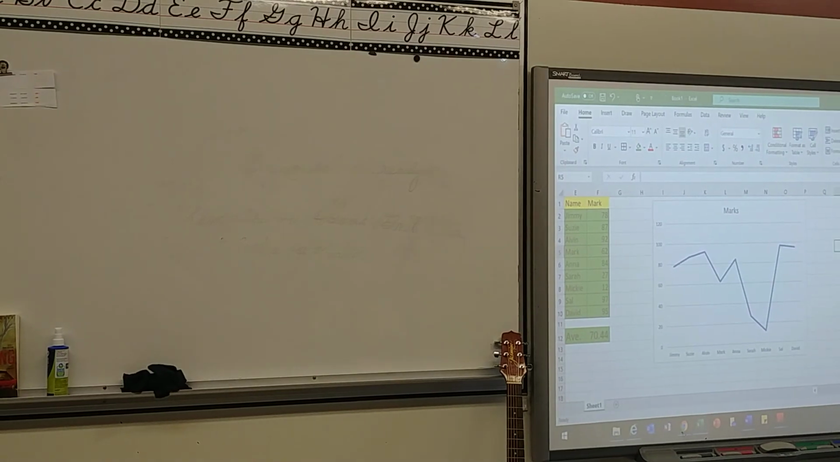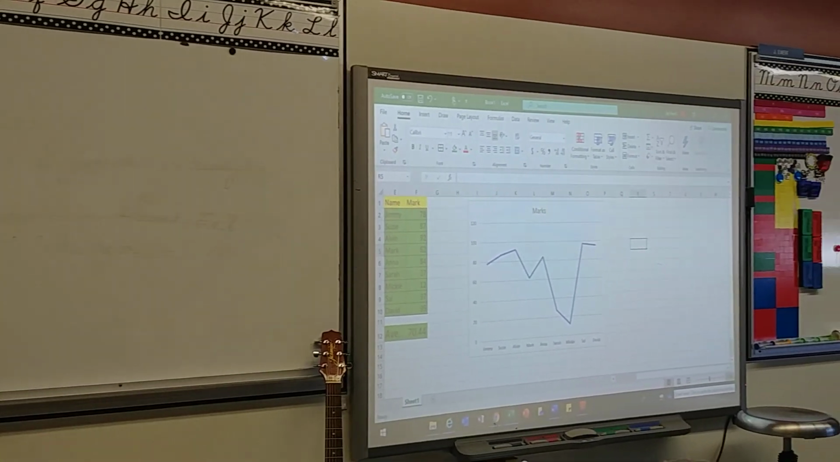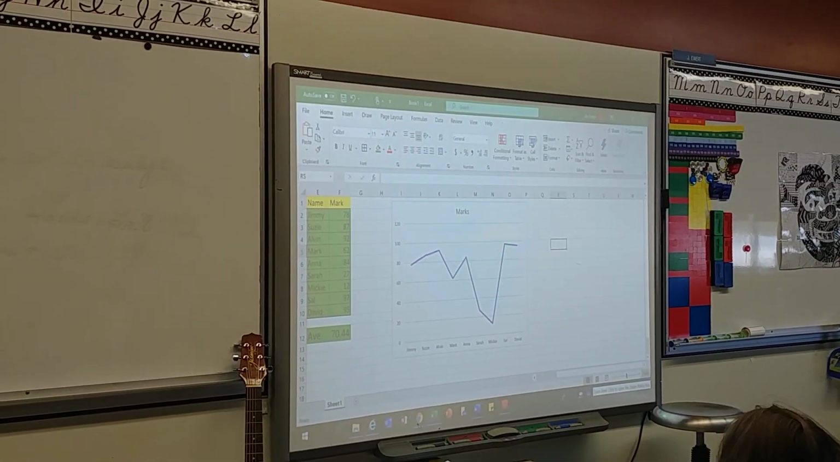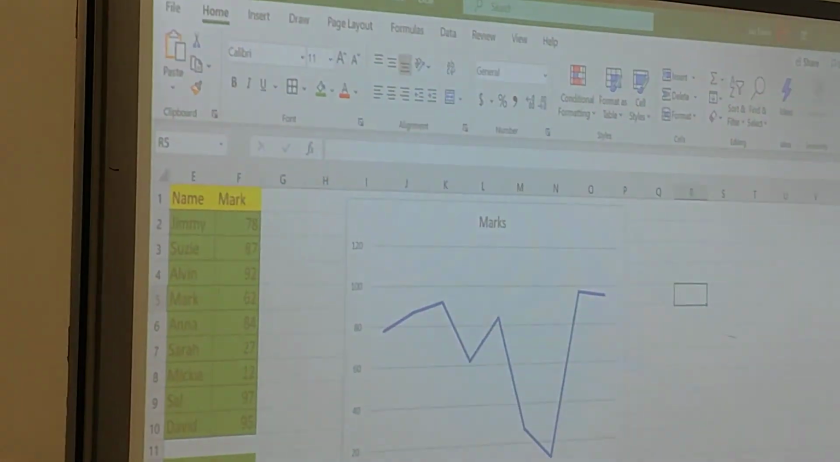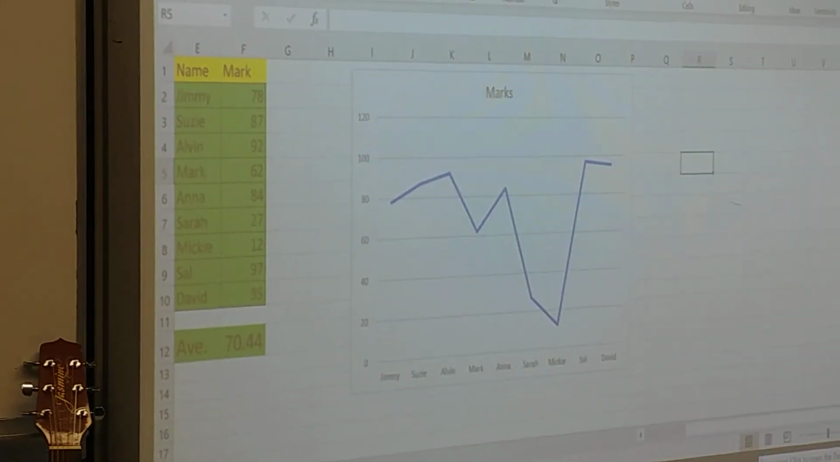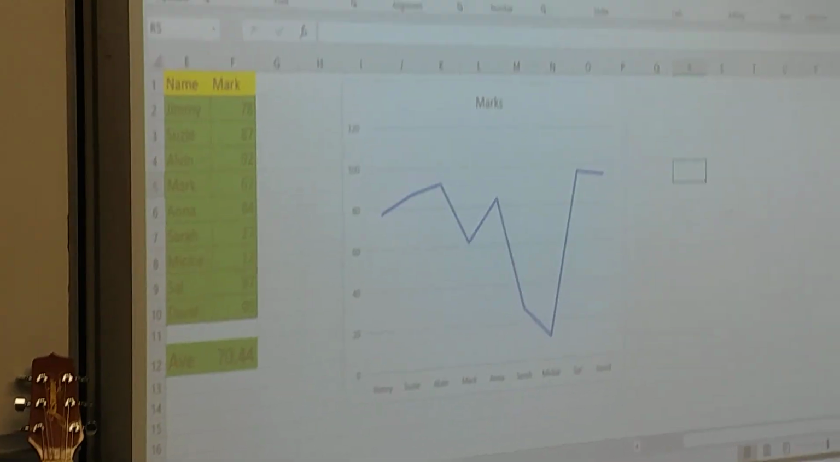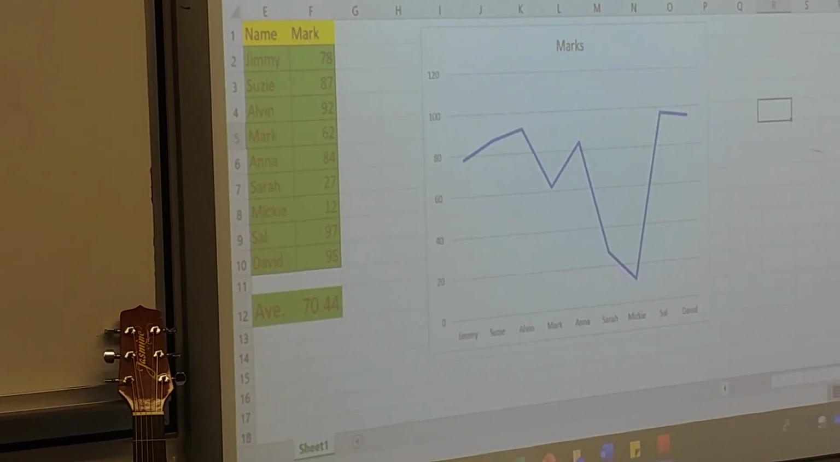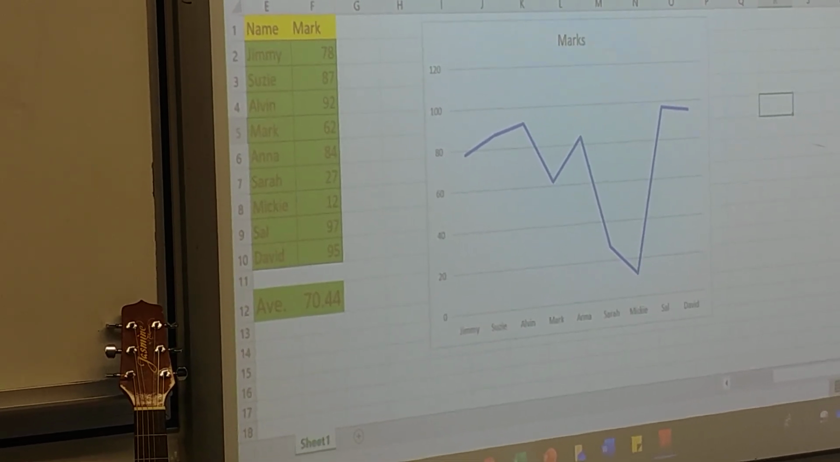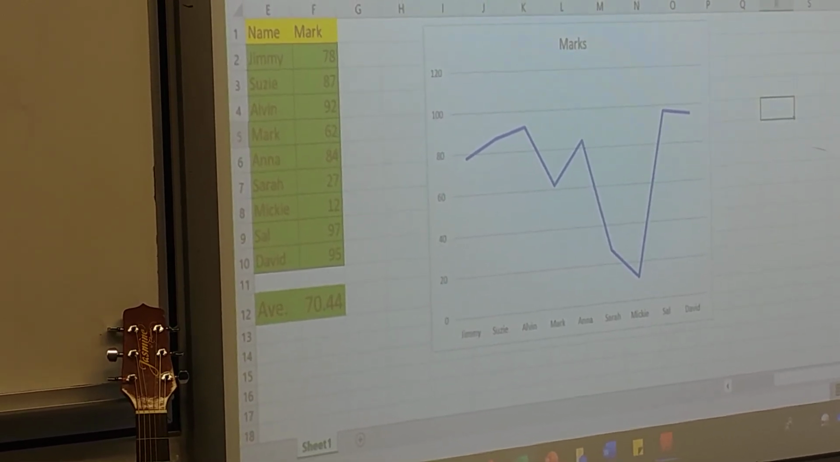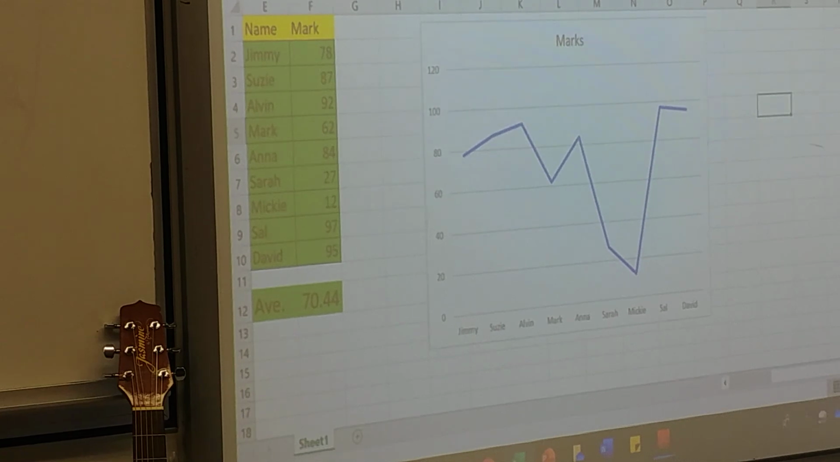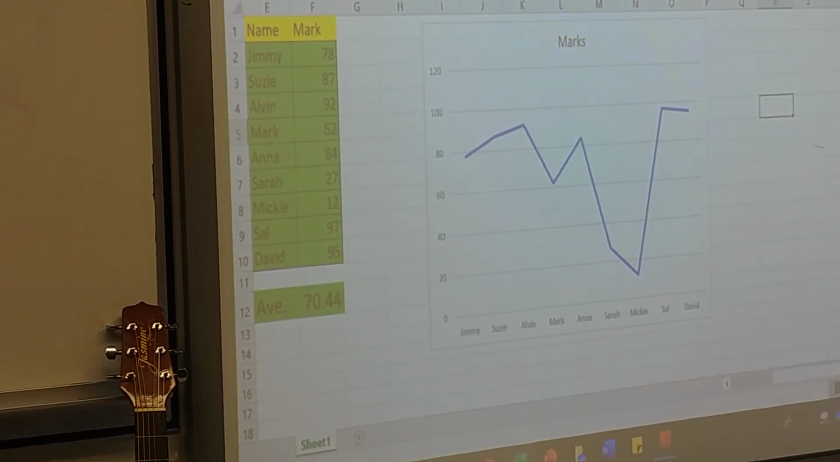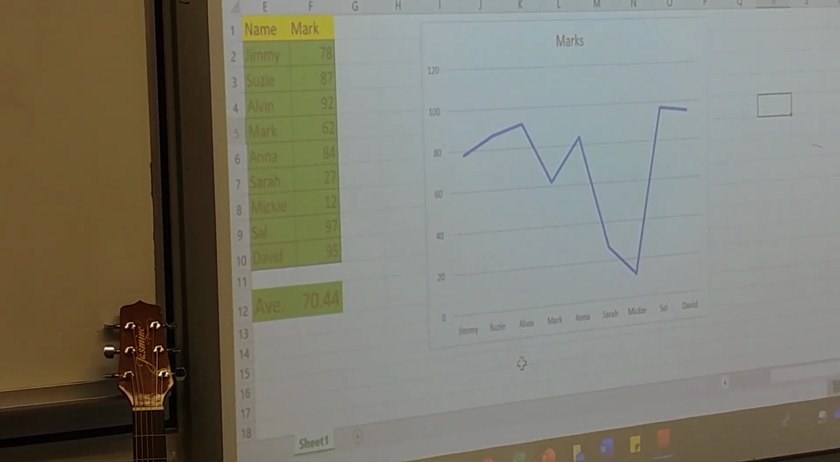So we're just going to take a quick look here on the board, and I'm going to zoom in just a little bit so that you can see it a little better. Here we have a spreadsheet showing some marks within a class. You can see Jimmy, Susie, Alvin, Mark, Anna, Sarah, Mickey, Sal, and David. All fake names, although I'm sure many people enjoy those names. They all have these marks, and you can see them represented in a graph.